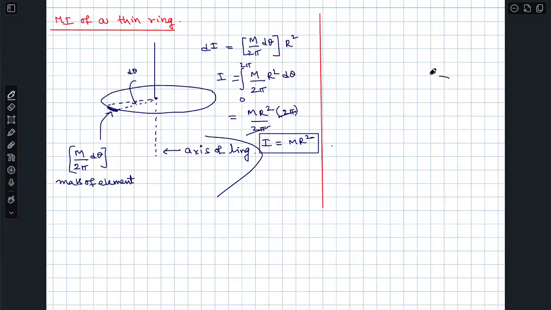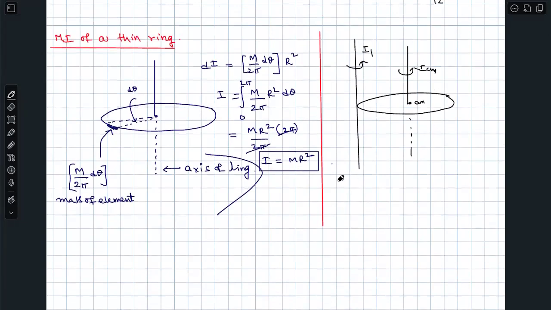Now you have parallel axis theorem. Now you have a clear idea. What I am doing is I am first finding moment of inertia about an axis passing through its center of mass. Now this is ICM. Now what if I question you about an axis passing through here? Let this be I1. Then your answer will be I1 is equal to ICM plus MR square. So this will become 2MR square.